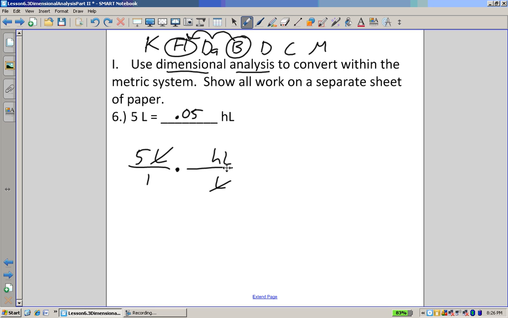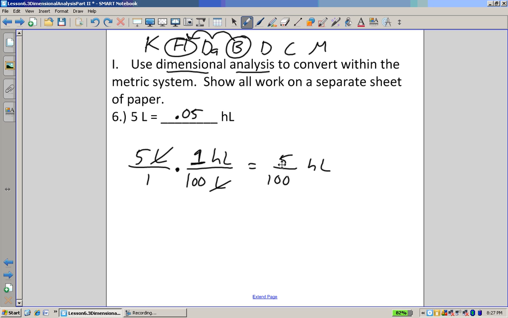Now, which one is further to the left? The hectoliters. So we'll put a 1 with the hectoliters. How many liters are in a hectoliter? Well, we've moved it 2 times, so we're going to put 10 to the second power, or 2 zeros, the number 100. 5 times 1 is 5. 1 times 100 is 100. And of course, hectoliters are the only unit that's left.